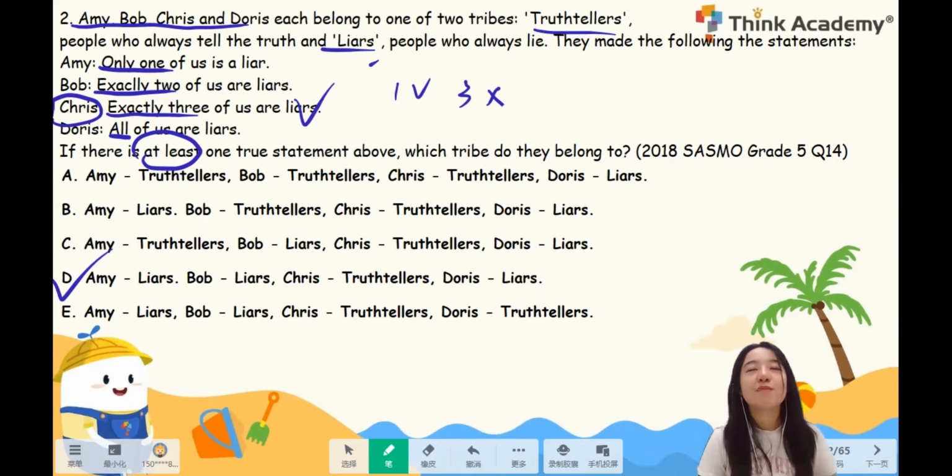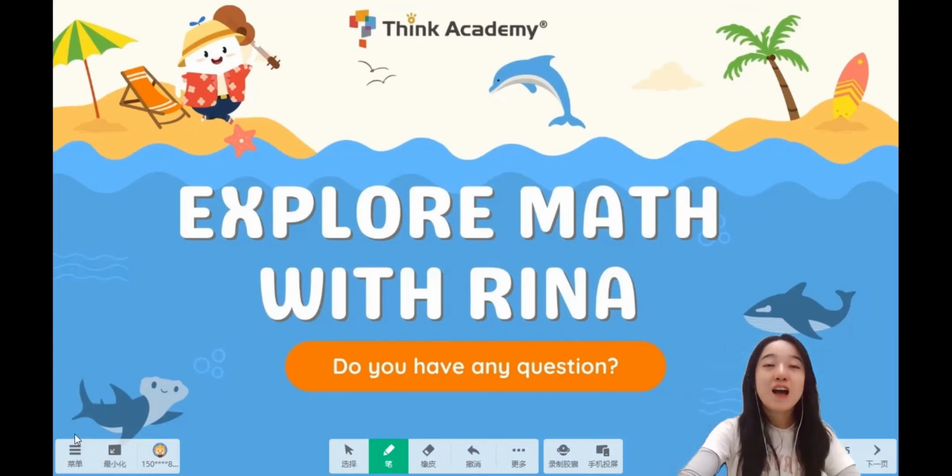Do an assumption to help you understand the question in a better way. Then that's how we do the logical reasoning. It helps you really get it.